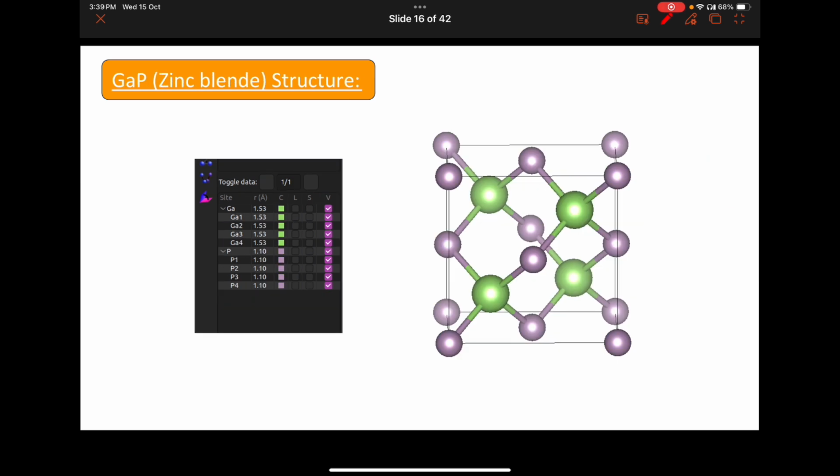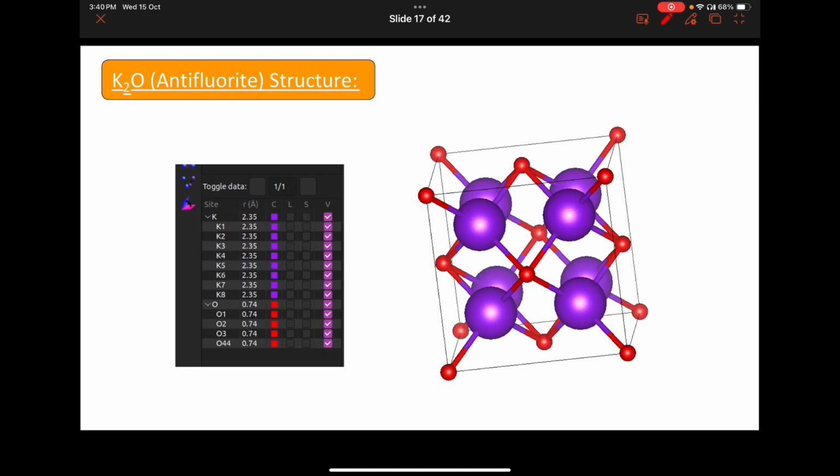Then we have gallium phosphide, which is a zinc blende kind of structure. As we can see, the gallium is present in the alternate tetrahedral voids, and the phosphide is present in the FCC structure, on the corners and the face centers as well. So totally it is also like Ga4P4. Then we have K2O, which has an antifluorite structure in which eight potassiums are present in the eight tetrahedral voids, and the four oxygens are present in the FCC. As you can see, these red ones are the oxygen, and these purplish ones are our K atoms.